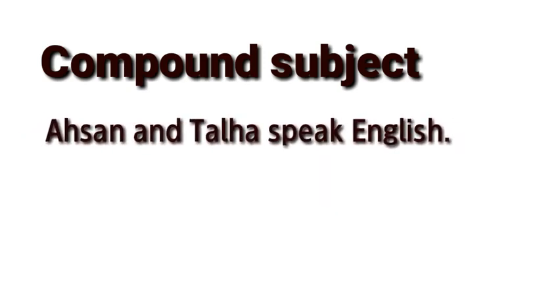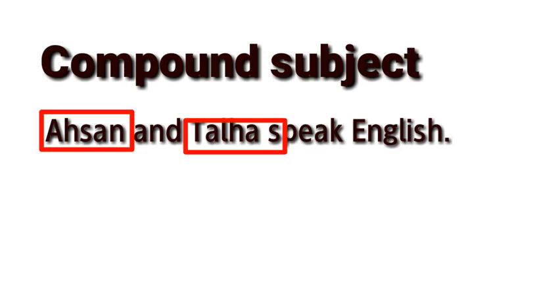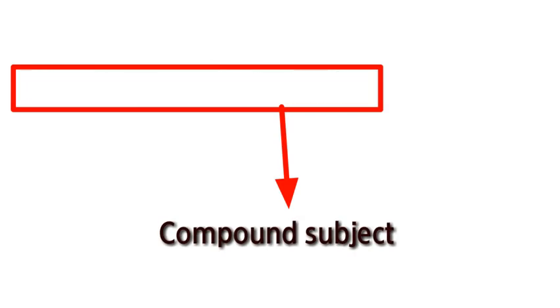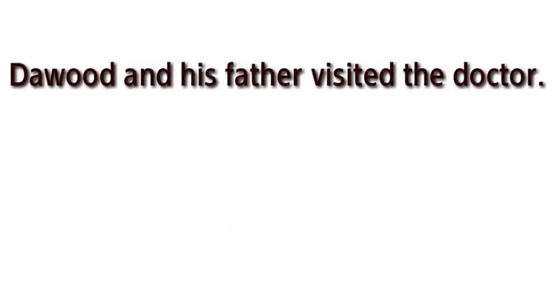For example, Ahsan and Talha speak English. So here we have two subjects, Ahsan and Talha, joined by the conjunction and. Teachers and students were busy. Daud and his father visited the doctor. So they are called compound subjects.